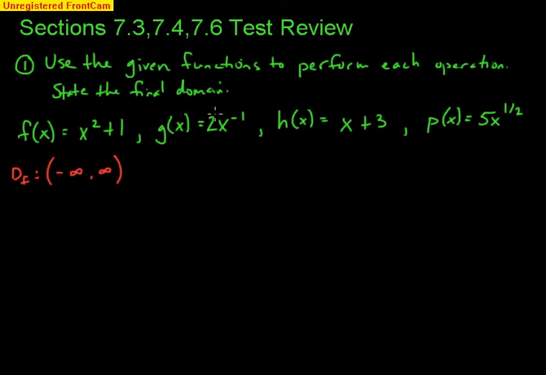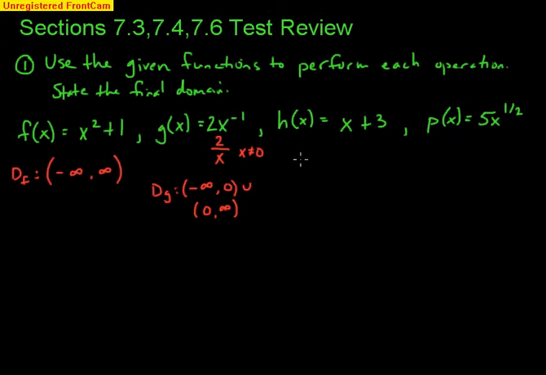G of x, we need to remember that this x to the negative first means 2 over x. So the domain of g, there's an issue, right? There's an issue because you have x on the bottom. x cannot be 0. So to write that, we'll say negative infinity to 0, union with 0 to infinity. So that says x can be any number but 0.